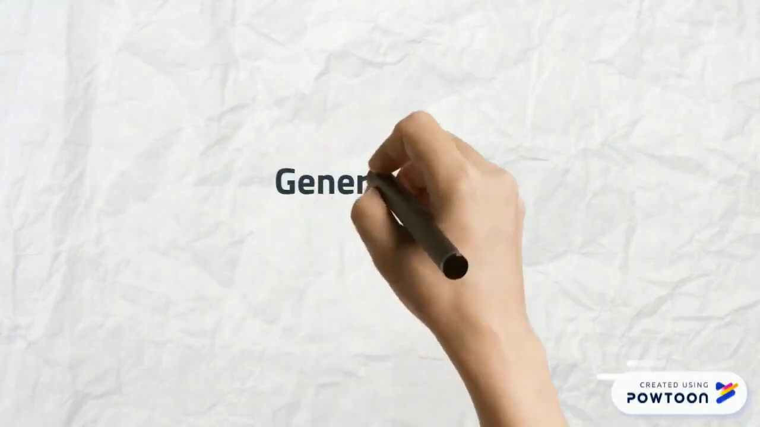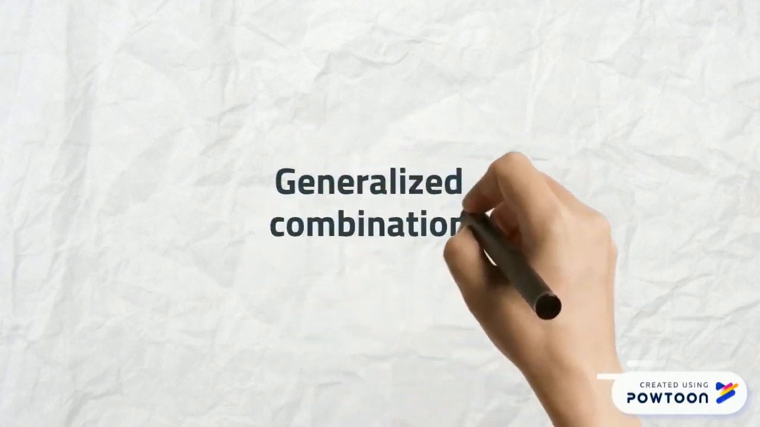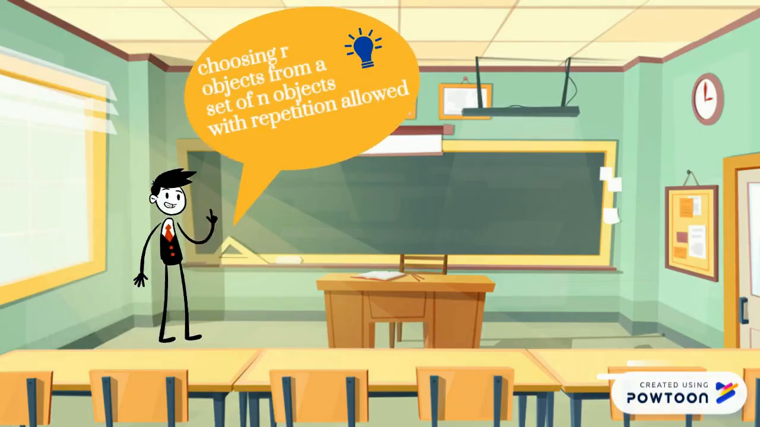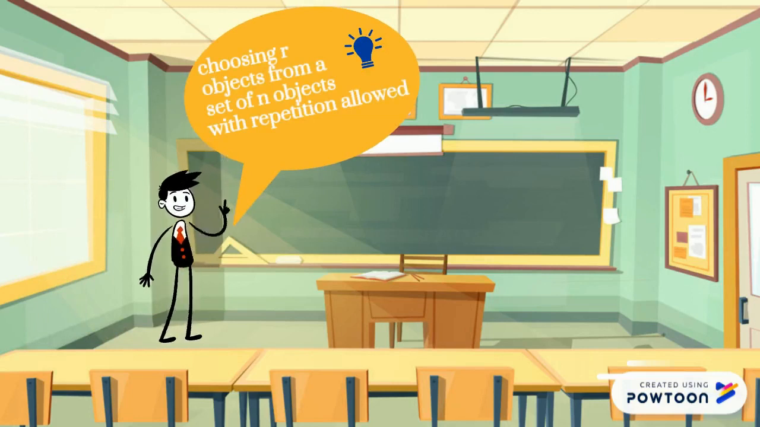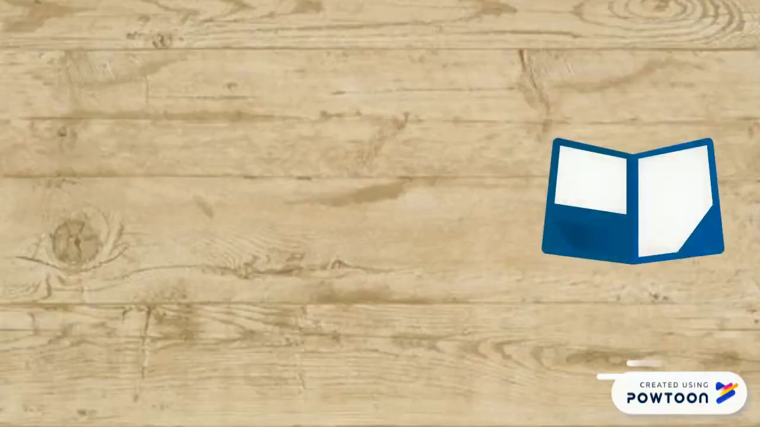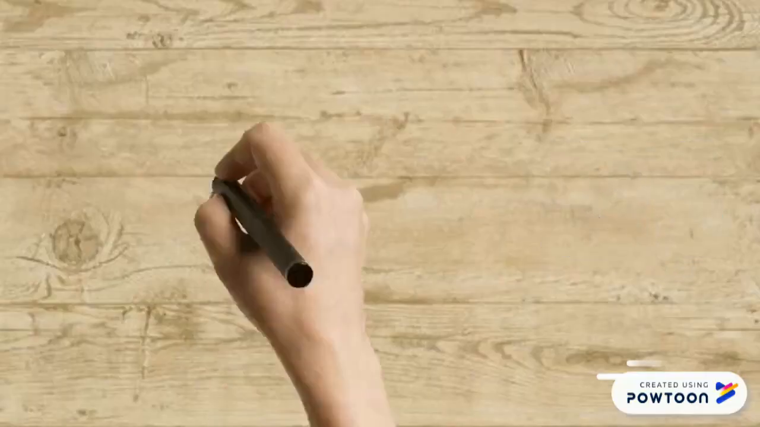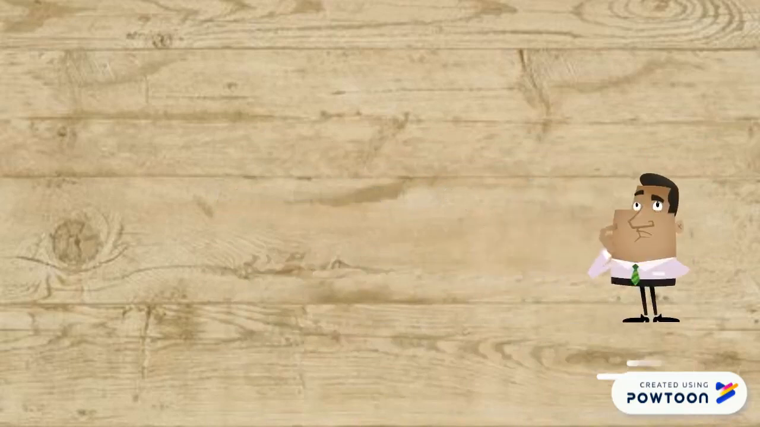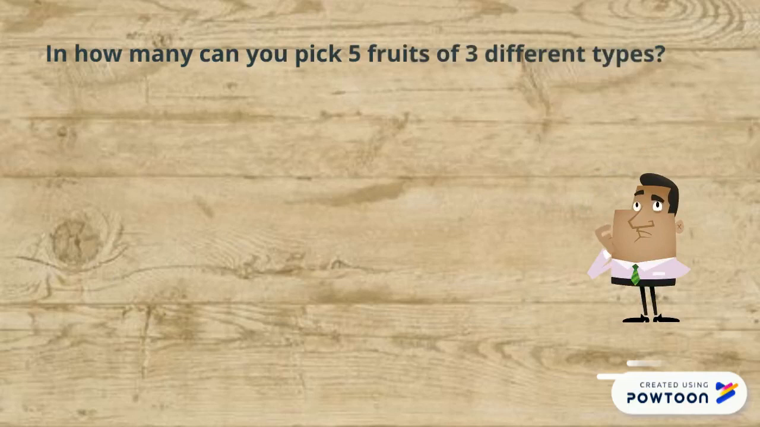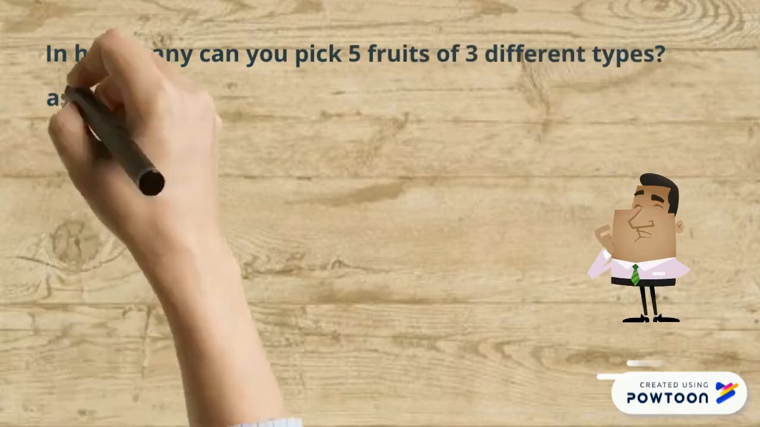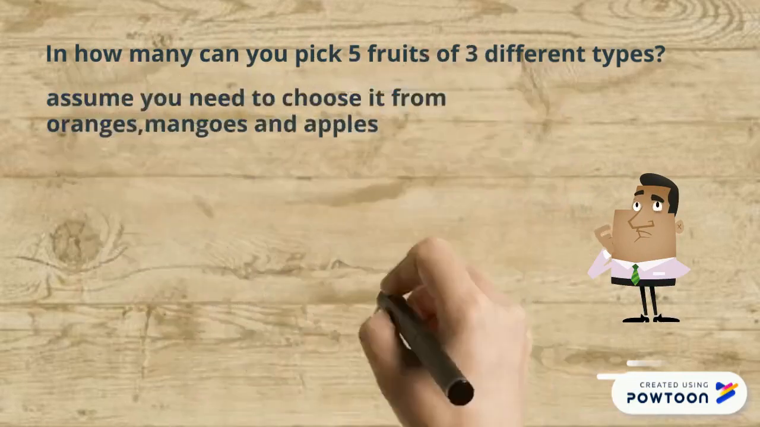In this video, we will discuss generalized combination. The generalized combination illustrates in how many ways we can choose r objects from a set of n objects with repetition allowed. To make us more familiar with generalized combination, let's consider this example. Assume that you need to choose 5 fruits from 3 different types, which are orange, pineapple and apple.